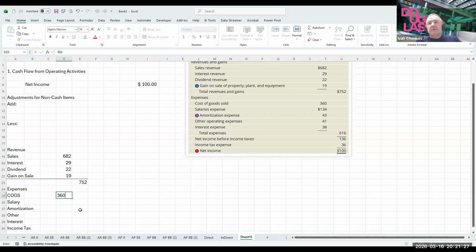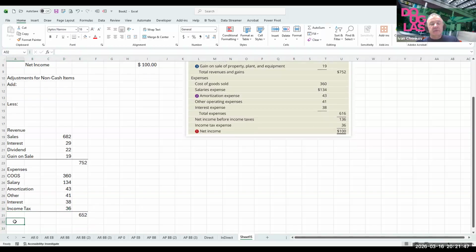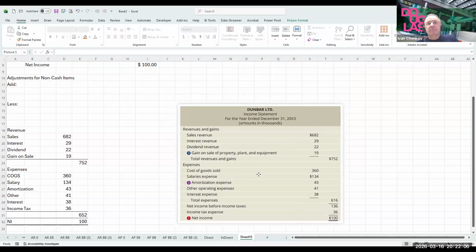Cost of goods sold is 360, 134 here, 30, 43 here, 41, 38, and the next one is 36. My total expenses are 652. My net income for the period is equal to 752 minus 652. Can you guys see it? Let's bring this one here.